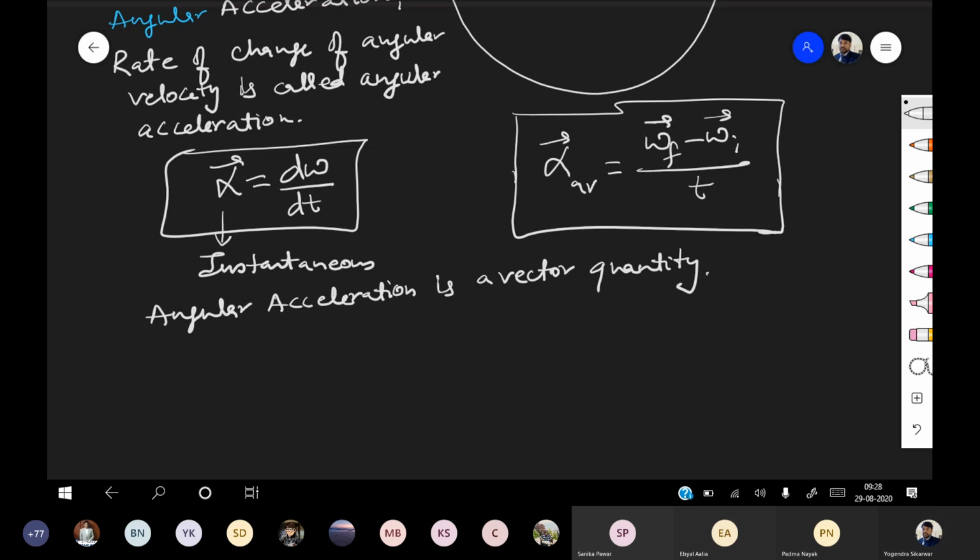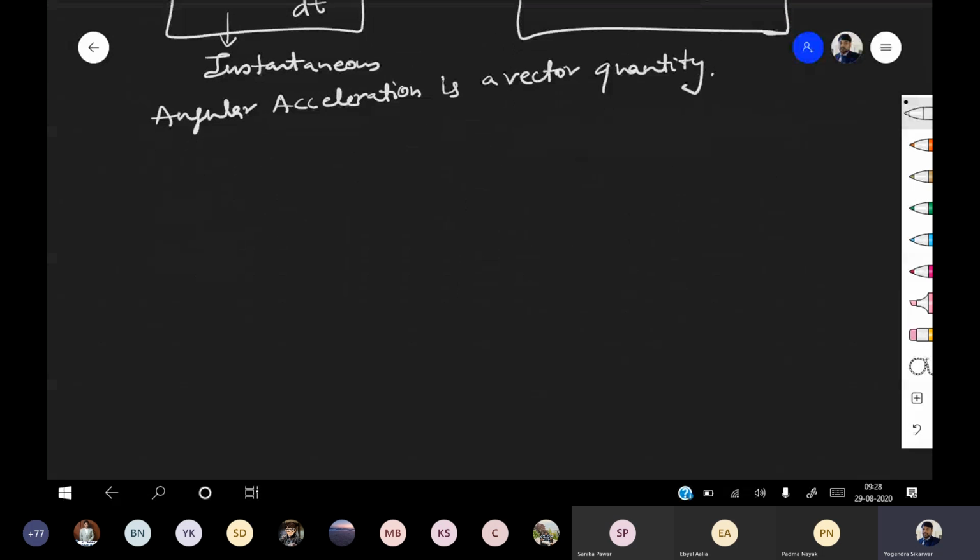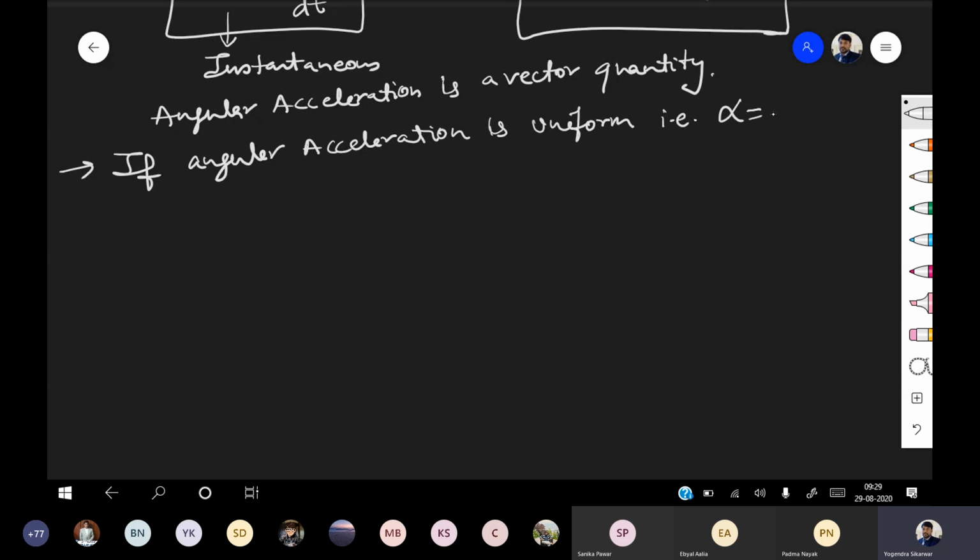Now, in fact, if I remember well, we solved some questions also based on this. Correct? Yes, sir. Now, if angular acceleration is uniform, this part is important. If angular acceleration is uniform, that means alpha is equal to constant.